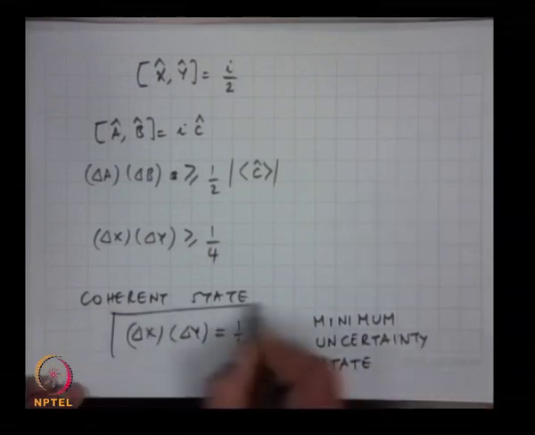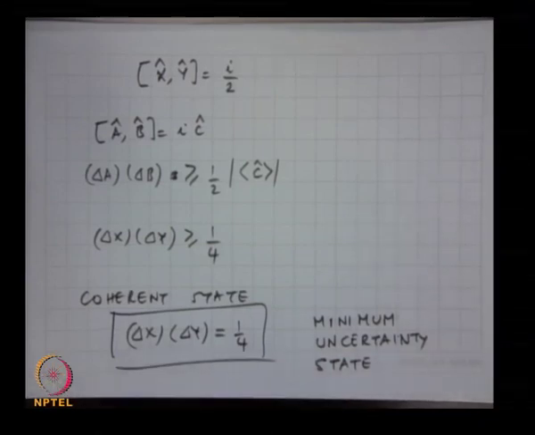This satisfies the minimum value of the product of the uncertainties in x and y, and hence it is called the minimum uncertainty state. This is the smallest value of the product of the uncertainties in x and y. You may have states for which this product is greater than 1 by 4. They will not be minimum uncertainty states, but these states are special states for which the product of the uncertainties in x and y is actually 1 by 4. And coherent state, which we are discussing, is one of the minimum uncertainty states.